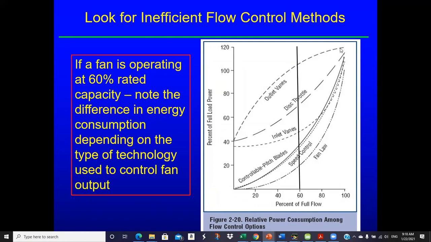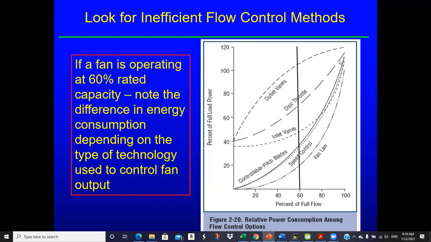And this shows an increase above 100%. That's because of the frictional loss across the damper when the damper's wide open, compared to some of these other technologies, which wouldn't have that component in the system. So that's why this goes up well over 100% at 100% flow.